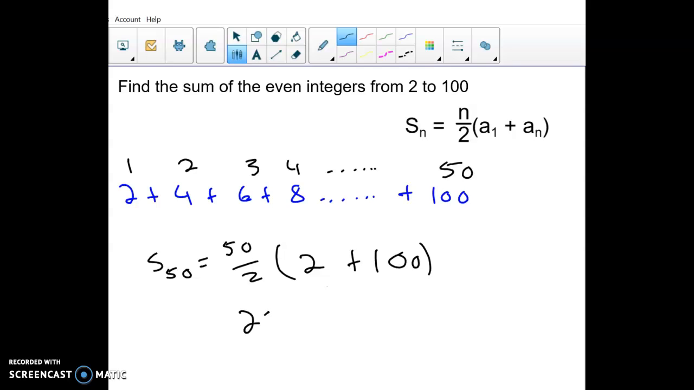And now we just crunch on the calculator. So it's 50 divided by 2, which is 25, times 102. So we get 2,550 for our sum. Pretty big, but I guess it would make sense if you look at all the numbers we're adding together here.